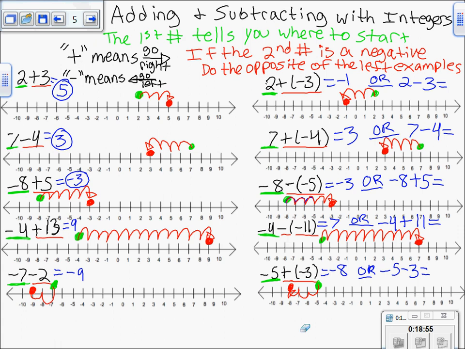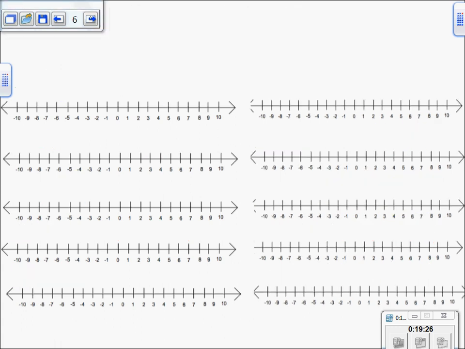These are some examples of adding and subtracting negative numbers where some of them we crossed 0, some of them we did not cross 0, some of them we just stayed in the positives, some of them we stayed in the negatives. There is no hard and fast rule, but if you think about what we set up here, the first number tells you where to start. If it says add, that means go right. If it says subtract, that means go left. However, if the second number is a negative, such as all the examples on the right, you do the opposite of what these say to do on the left. Okay? So do the opposite when it's negative.